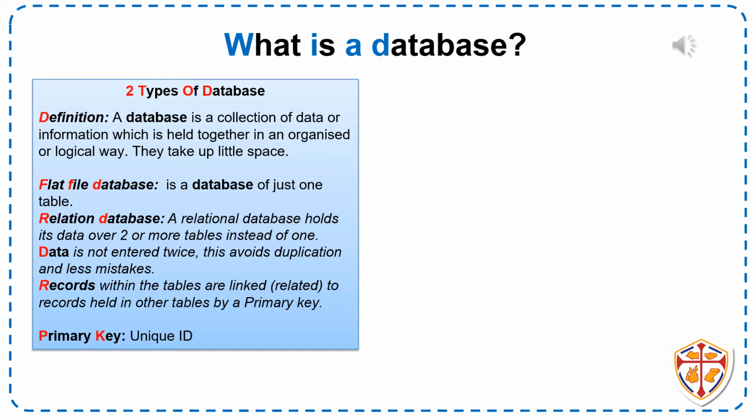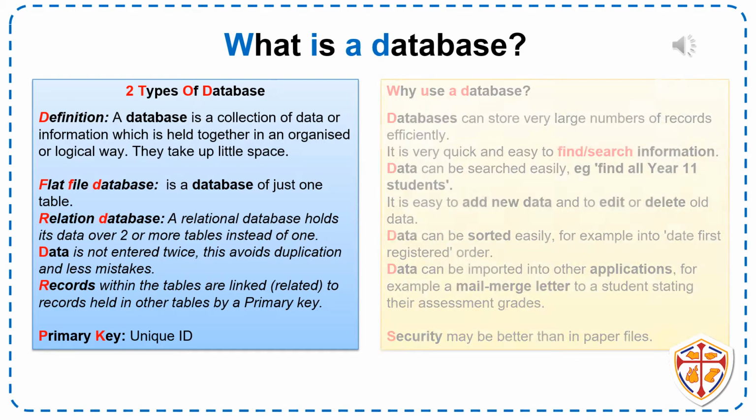Two, a relational database. A relational database holds its data over two or more tables instead of one. Data is not entered twice. This avoids duplications and fewer mistakes being made. Records within the tables are linked and related to other records in other tables. They are linked by a primary key. A primary key is something that is unique, one only, like your school ID. No one else has your school ID number.